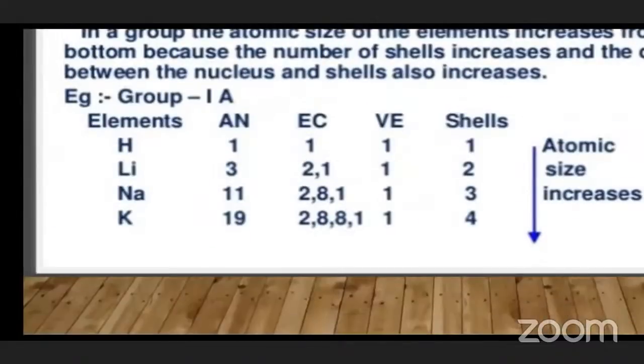Once you observe here, this is the first group elements. Easily they can lose the electrons. By losing, that means metallic property, getting a positive charge and forming a cation. Hydrogen will lose the electron and form H plus. Lithium will lose the electron, Li plus, Na plus, K plus. But the removal of an electron, nothing but losing of an electron, is easy in which, hydrogen or potassium?